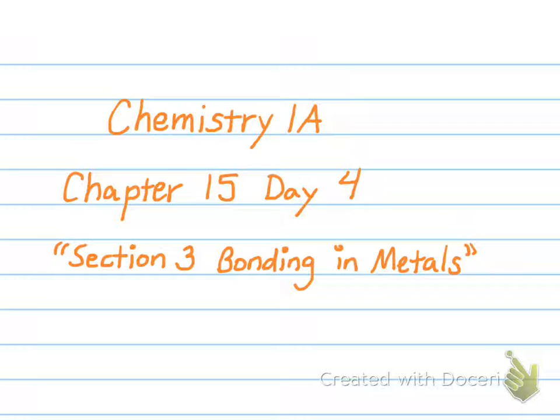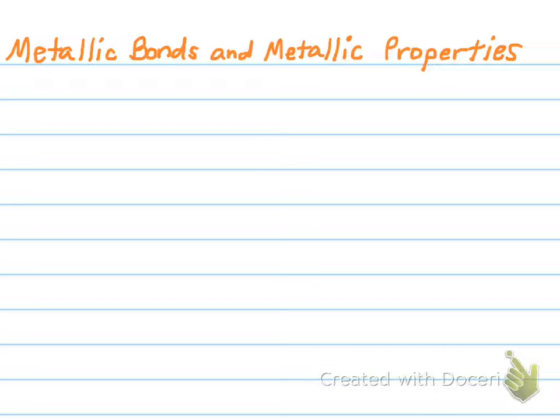And we are going to finish our Chapter 15 outline, covering Section 3, Bonding in Metals. You will probably be very happy because these notes should be quite short. So we're going to start by talking about metallic bonds and metallic properties. Metals are a little bit different, and so that's why we're talking about them separately.